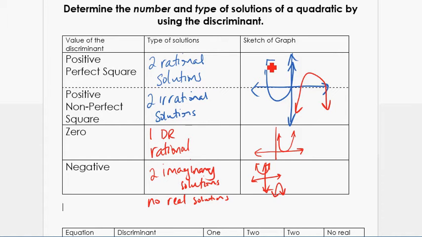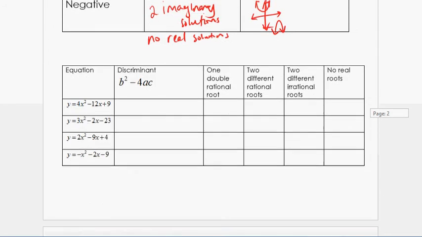So when we find the value of the discriminant, it can tell us what type of solutions we have, and those types of solutions can tell us how to solve the quadratic, and it can tell us a little bit about the graph. So the discriminant can be an important number to know.